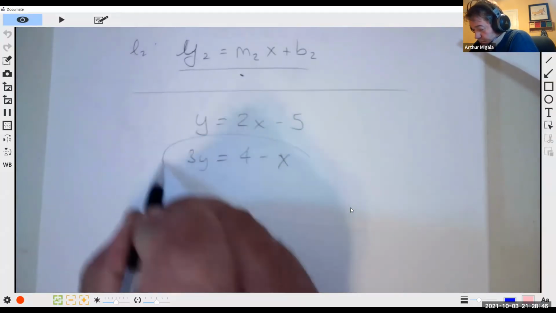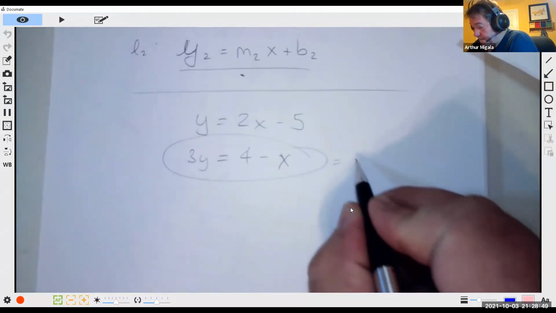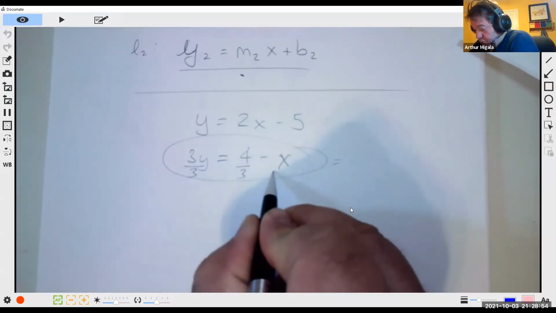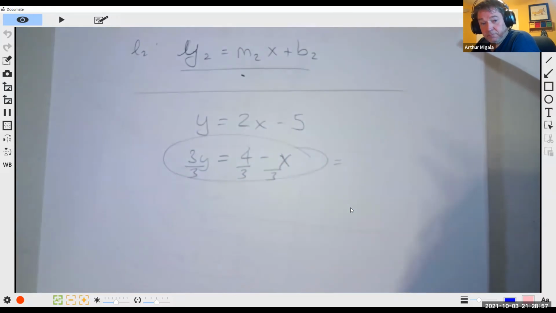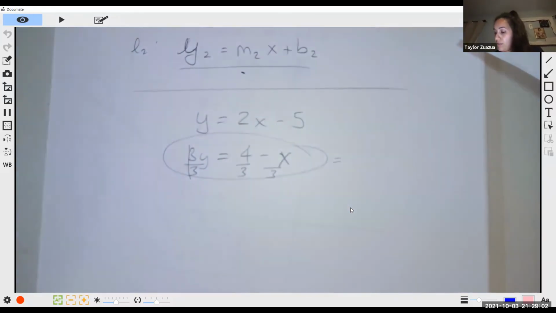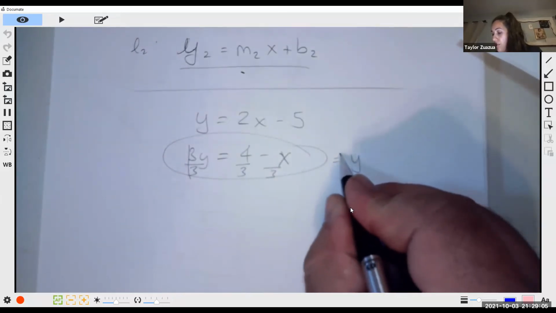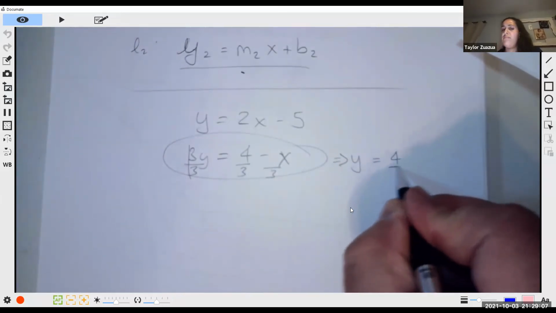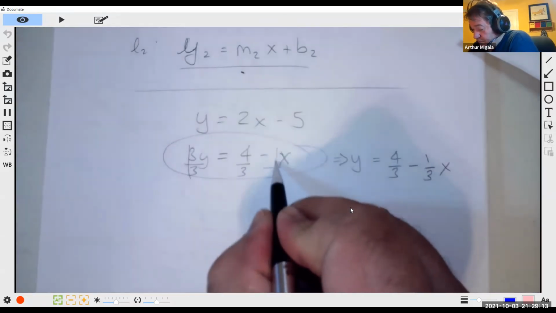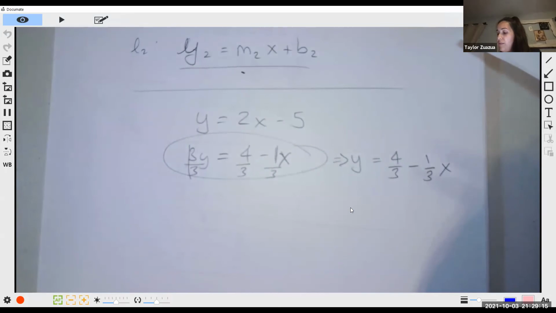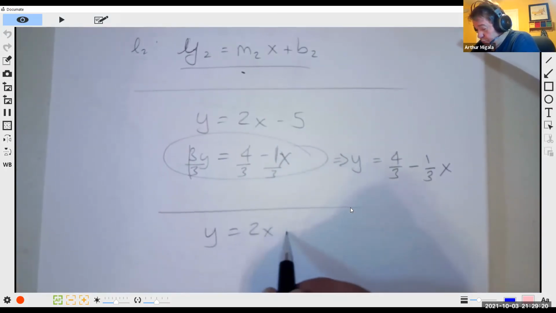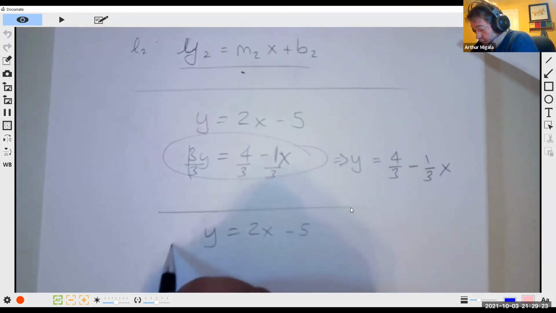So we have to take the second equation and solve for y. We do that by dividing each term by 3. So divided by 3, divided by 3, and then divide these by 3. So that cancels out. So y equals 4 over 3 minus x over 3. Minus 1 over 3, because there's a 1 in front of the x. You're right. So what we have now is y equals 2x minus 5. That's line 1.